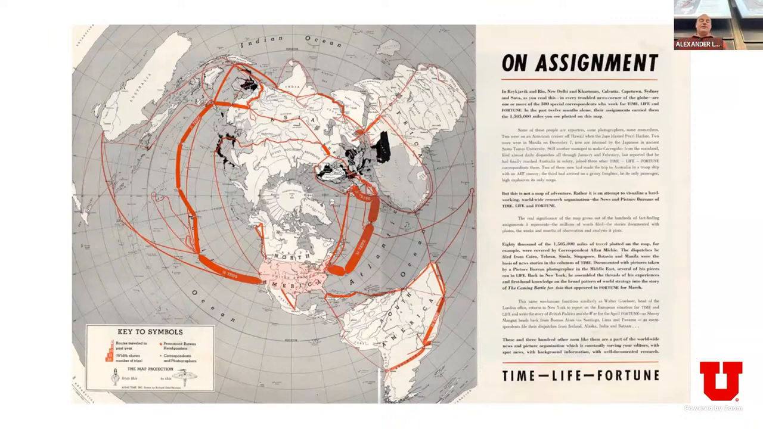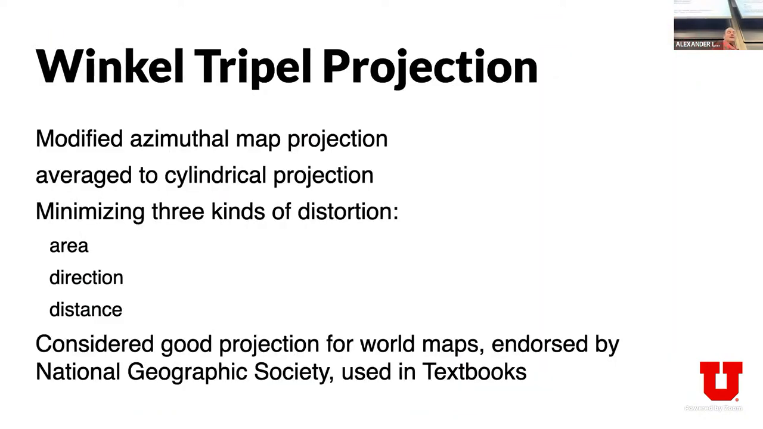So kind of intriguing, but yeah, unusual at least. And then the Winkel triple projection is a modified azimuthal map projection, which is averaged to the cylindrical projection. And it minimizes three kinds of distortions: area, direction, and distance. And this is nowadays considered the map that you should be using if you want to show the world in a geography context, right?